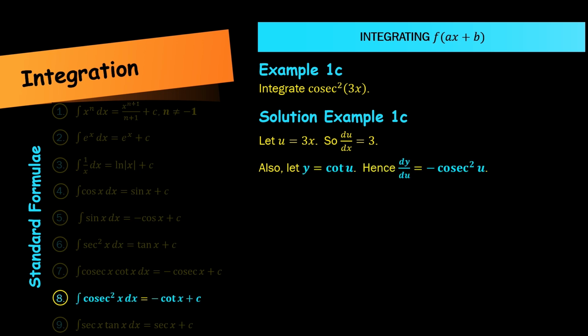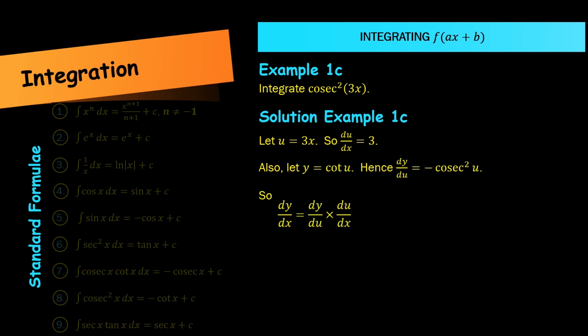And so dy/du equals minus cosec squared u. So applying the chain rule gives us dy/dx equals dy/du, which is minus cosec squared u, times du/dx, which is 3. And this is equal to minus 3 cosec squared 3x.